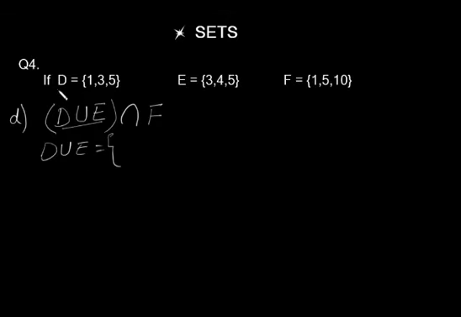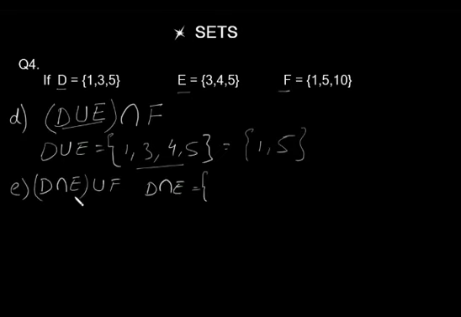In union, we need to combine the elements of D and E together without repeating any of the elements. So if you combine 1, 3, 5 and 3, 4, 5, it will be 1, 3, 4 and 5, right? And now if you take the intersection of this set with F, it means the common elements between these two. So the common will be only 1 and 5, because 10 is not there. So this is the answer of part D.